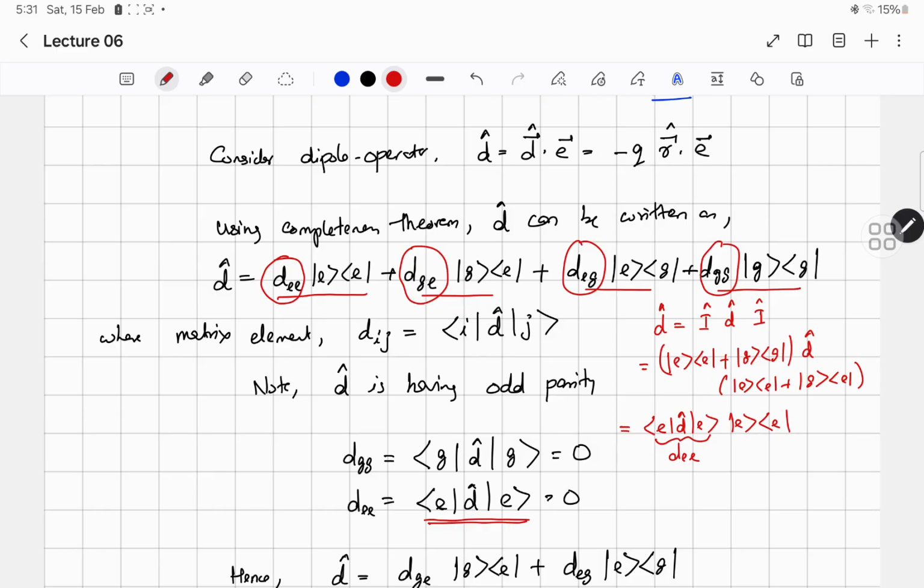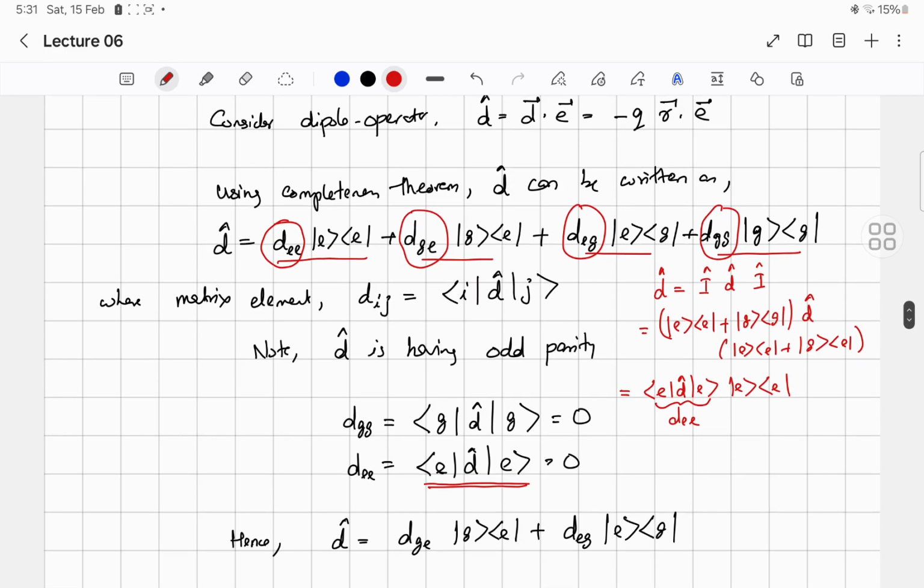These elements we usually call matrix elements. So I can find all these matrix elements, D_ee, D_ge, D_eg and D_gg. It is possible to represent any operator in this matrix form if you have a basis. If it is a discrete basis, it will be a finite matrix. If it is an infinite basis, it will be an infinite matrix. That's all. So what is your D_ee? In general D_ij, the matrix element, is the inner product of the ith basis, D, and the jth basis.